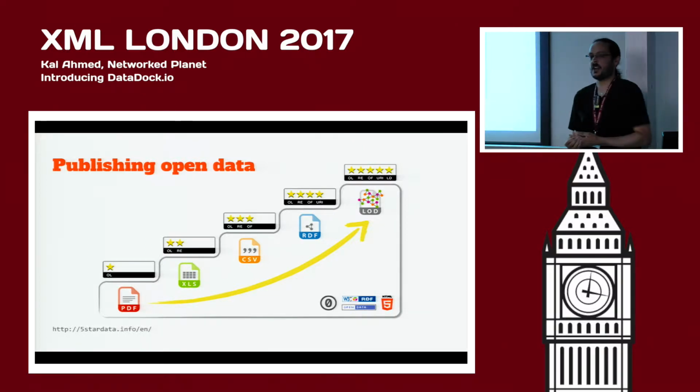So for 4 stars, you actually use URIs to name the things that you want to talk about. And for 5 stars, you link to other people's URIs, so you're connecting yourself into the web of data.